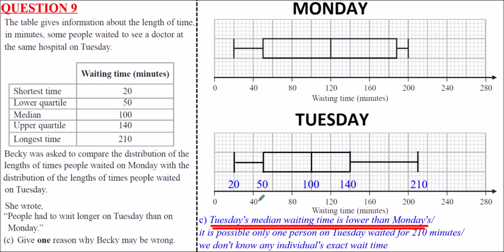To keep it simple, I'd say go for the top line there, compare medians. Tuesday's median is less, therefore probably she's wrong.